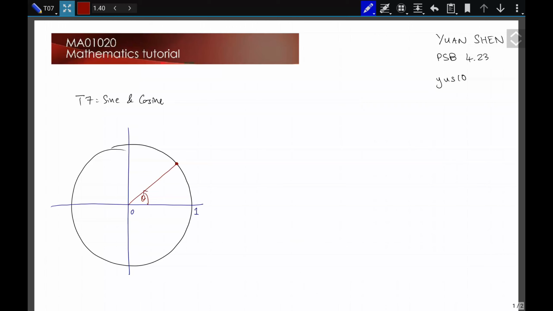And we define the sine and cosine as, respectively, the height and the base. If you like, you can think about this alphabetically as cos comma sine, as x and y coordinates. So here are some properties.